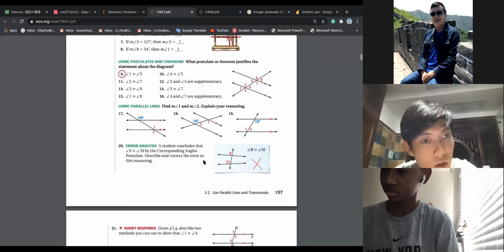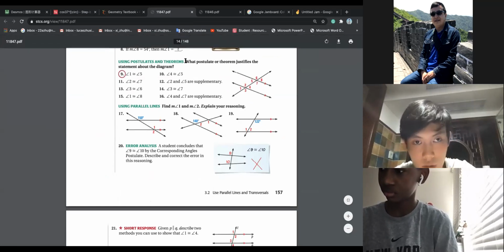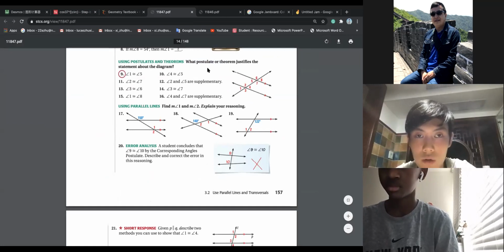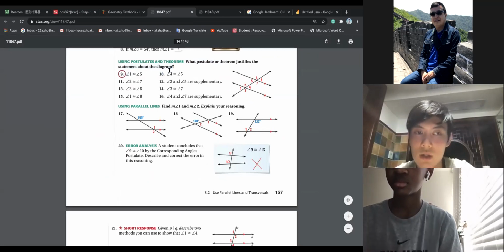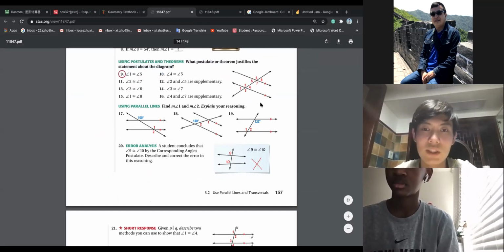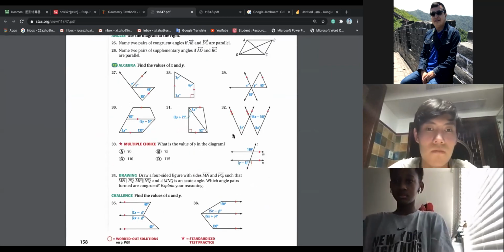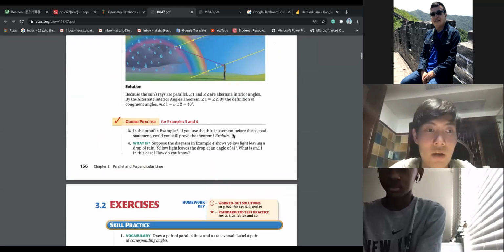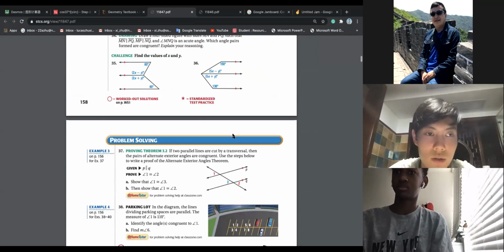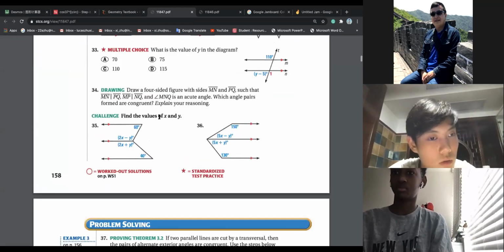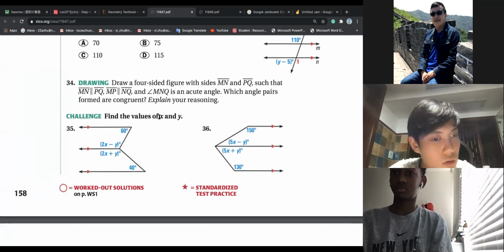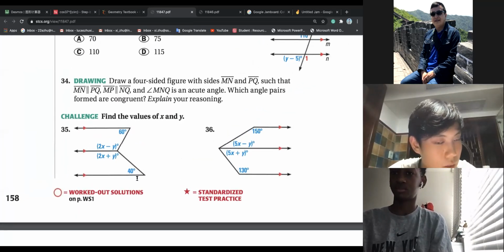Those are not hard. See, the question, what postulates or theorem justify the statement, is asking you just to state the theorems. So you have to memorize the names. You really have to memorize the names.